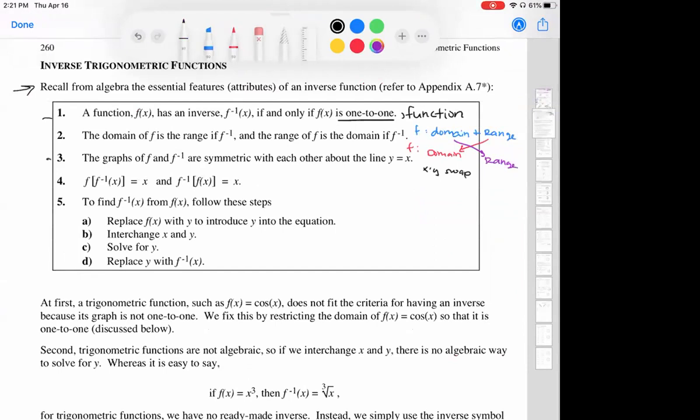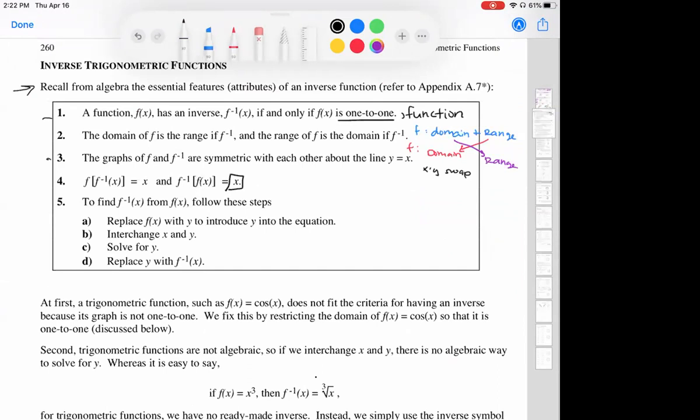Three, the graphs of f and f inverse are symmetric with each other about the line y equals x. Four, f composed with f inverse of x equals x, and f inverse applied to f of x equals x. Yes, x, only the variable. Only the variable x should be your result.